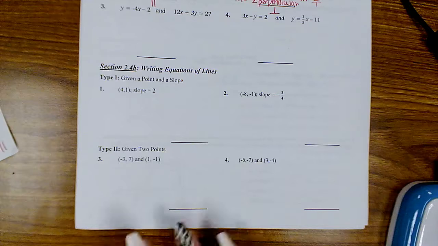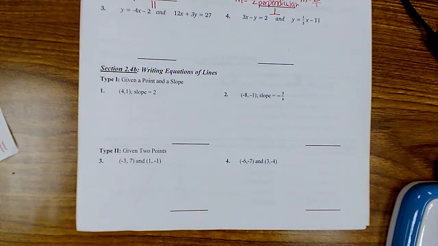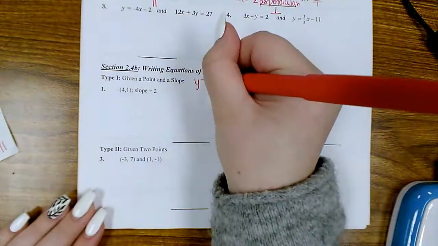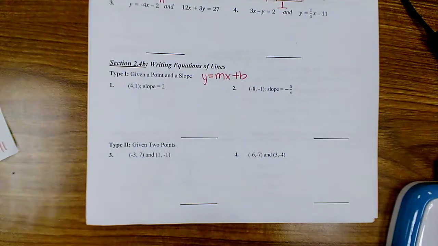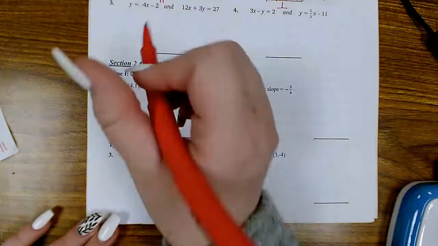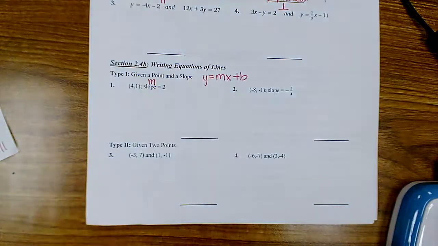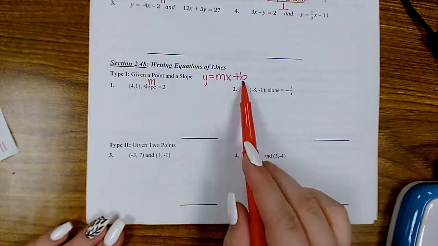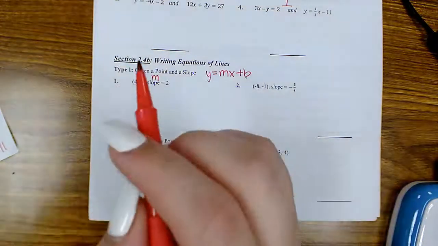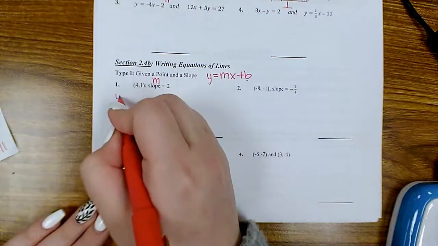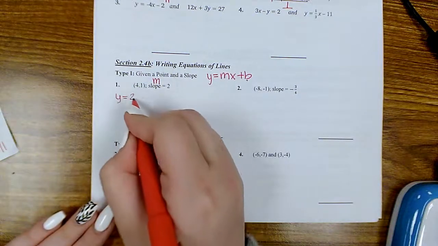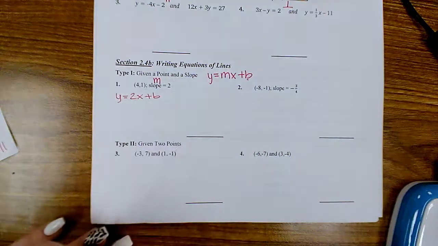So first we want to write an equation of a line when we're given a point and the slope. So remember, our equation of a line is y equals mx plus b. Okay, so that's just a reminder. So what we want to do is we're given our slope. Remember, your slope is your m, but now we need to find our b. Okay, so our equation so far is y equals 2x plus b. We need to find b.